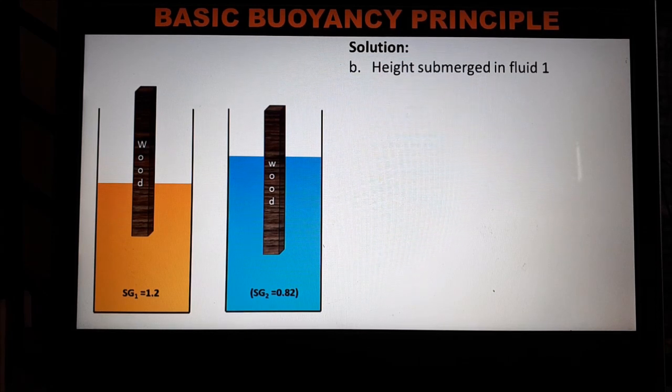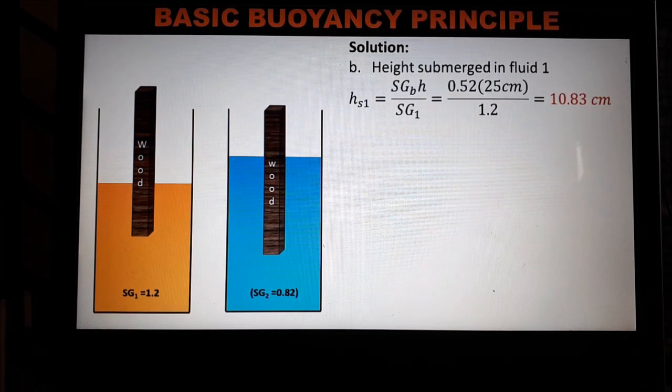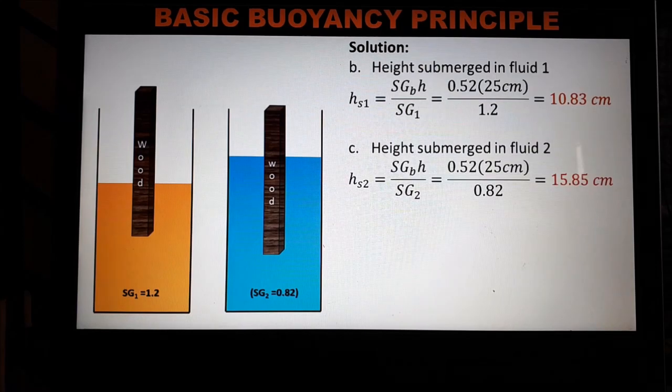For letter B, we're going to determine the height of the block submerged in fluid 1. So the height of the block submerged in fluid 1 is equals to the specific gravity of the block times the total height of the block all over the specific gravity of fluid 1. Substituting the value, H_S1 is equals to 10.83 centimeters. While for the height submerged in fluid 2, using the same formula, we found out that the height of the block submerged in fluid 2 is equals to 15.85 centimeters.